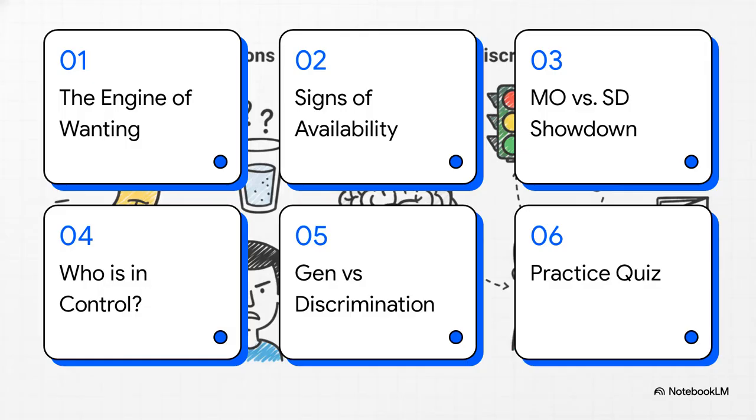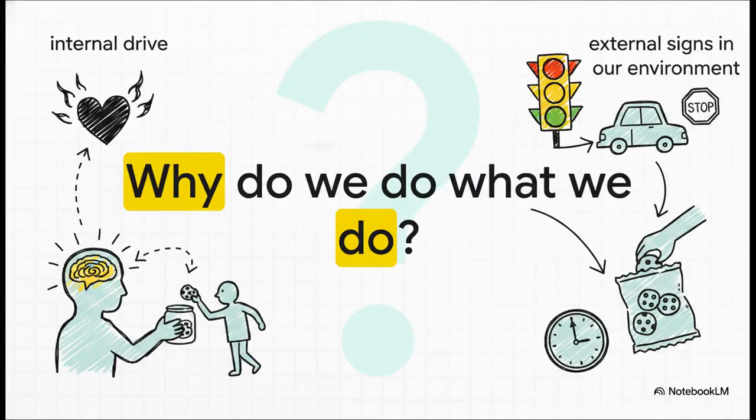All right, here's our game plan for today. We'll kick things off with the engine of wanting, followed up by the signs of availability. Then we're putting them head-to-head in our MO versus SD showdown. After that, we'll hit who is in control and generalization versus discrimination before bringing it all home with a quick interactive practice quiz.